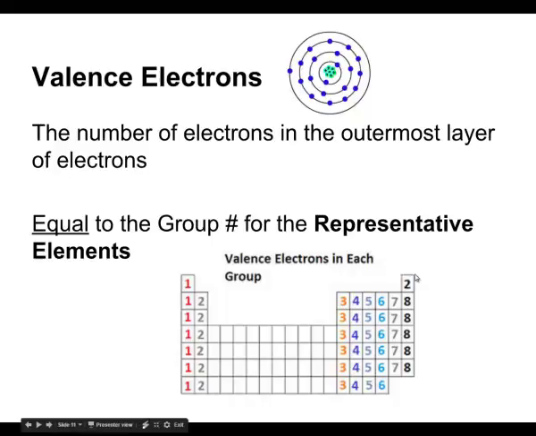So you just have to remember the one exception here for helium. Helium only has 2 valence electrons. That's all there is to it.